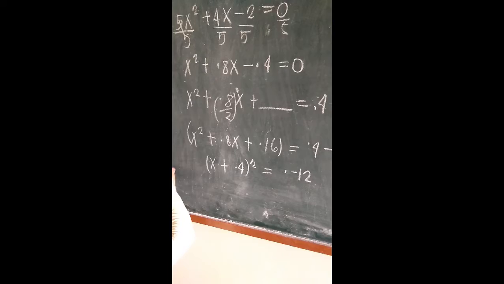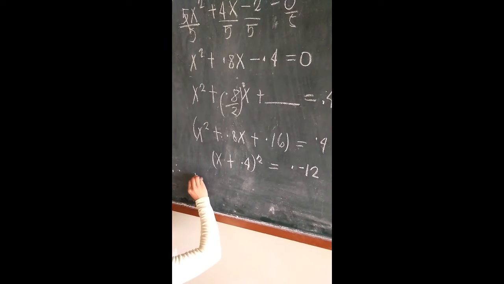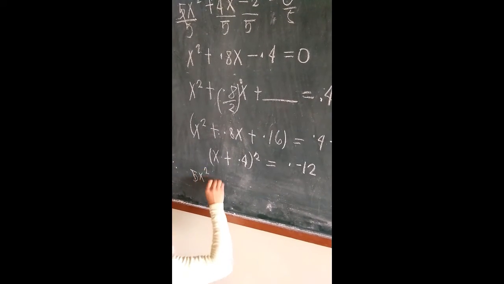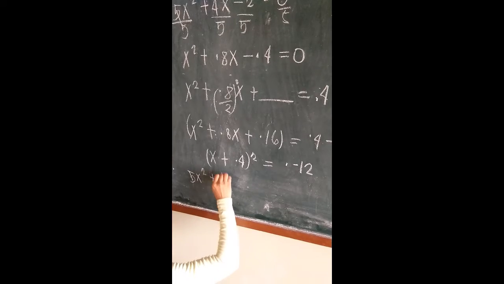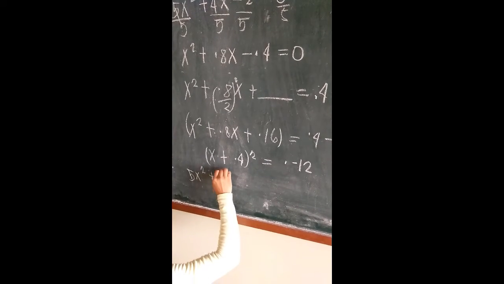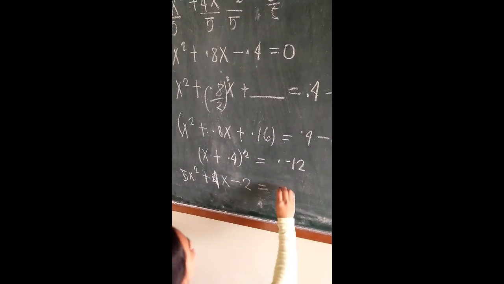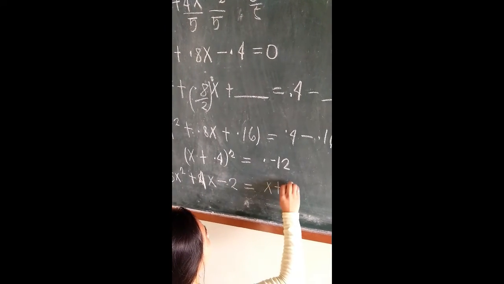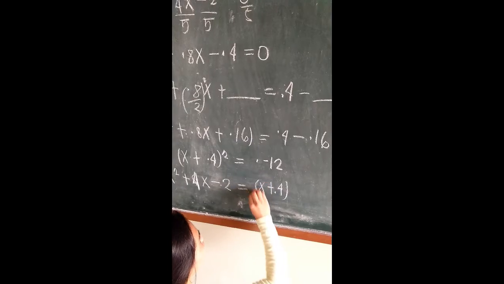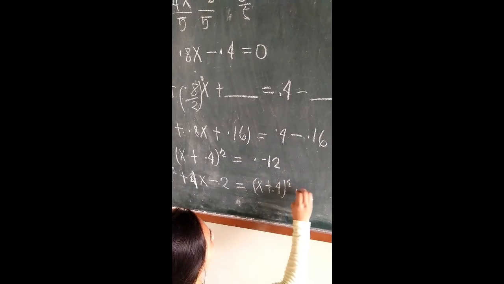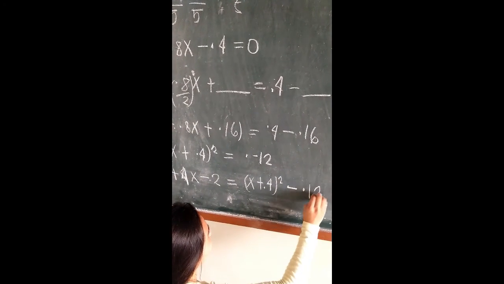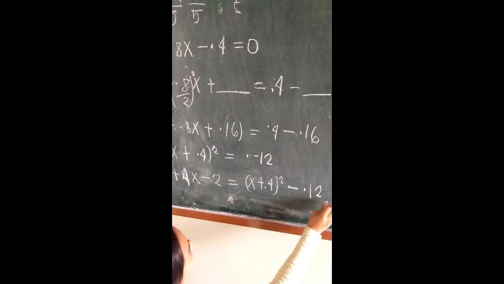Therefore, 5x squared plus 4x minus 2 is just equal to x plus 0.4 squared minus 12. And we're done.